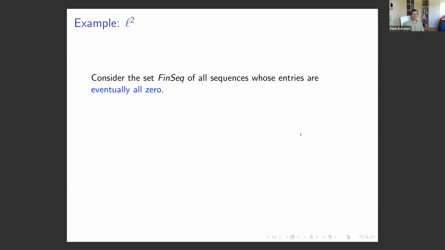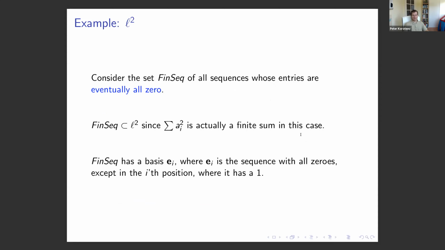Now, I consider another set, which we call fin-seq, of all sequences whose entries are eventually all 0. Then it will be a subset of L2, since obviously the sum of the squares is finite because it only has finitely many non-zero elements. Right, so it has a basis, so it's a finite dimensional vector space.